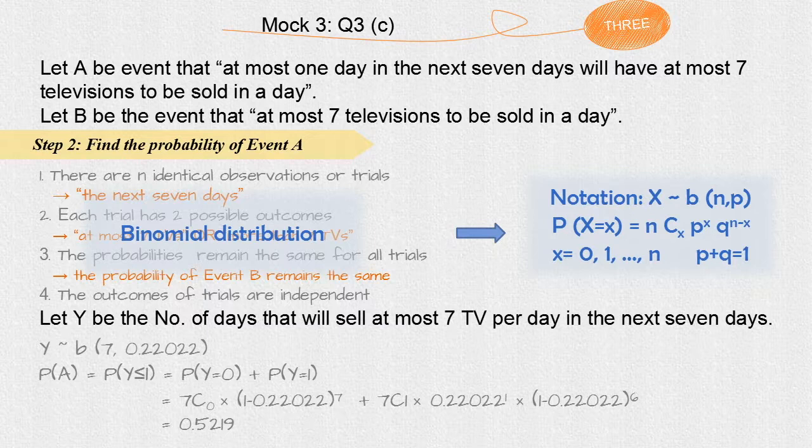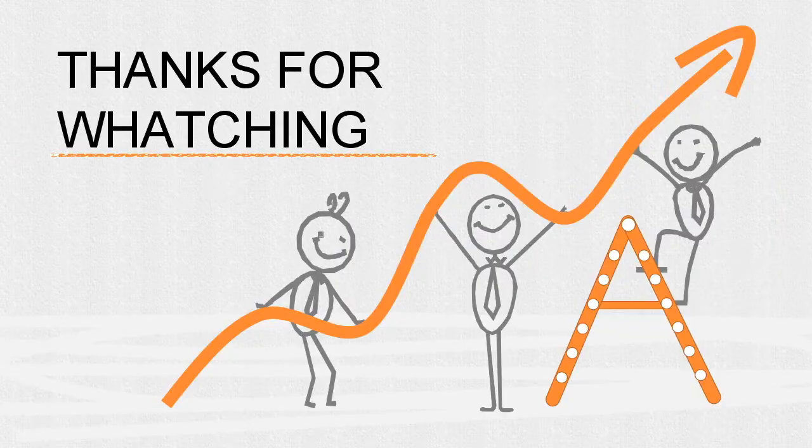That is 0.5219. Thus, the probability that at most one day in the next 7 days will have at most 7 televisions to be sold in a day is 0.5219. Okay, that's all of the mock test 3, question number 3. Thank you for watching.